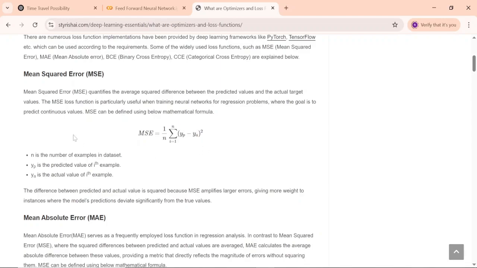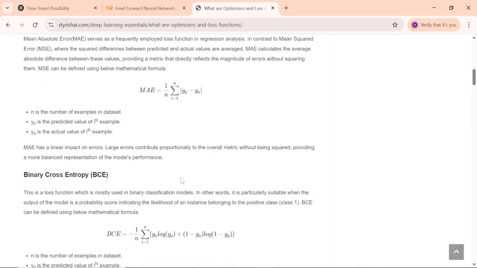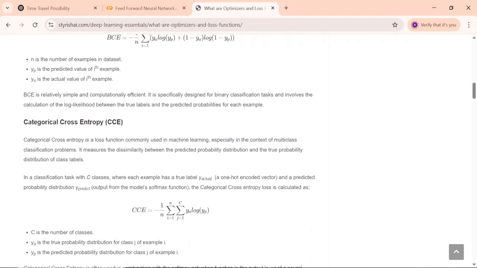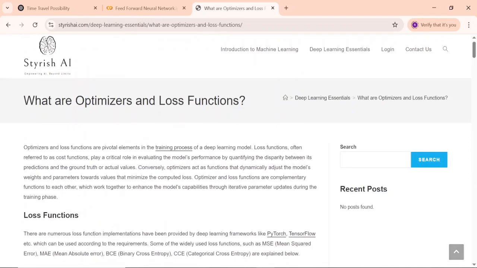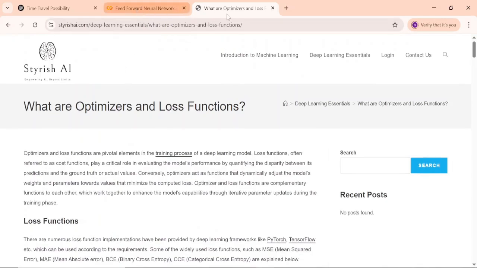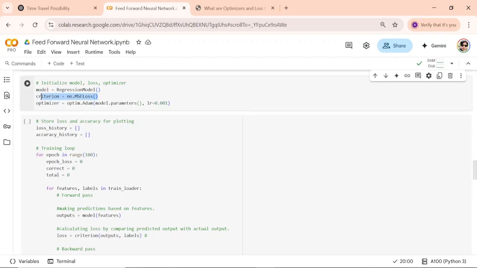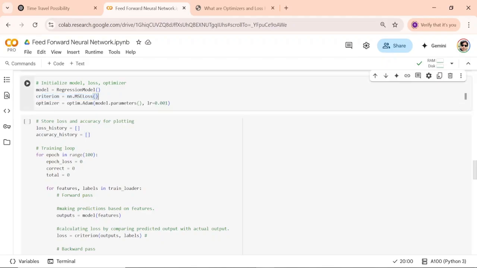Here, the number of examples in the dataset. Similarly, mean absolute error, where instead of squaring, we just calculate the absolute value and the average of it. Binary cross entropy is another method of calculating the error. Categorical cross entropy, CCE. There are various loss calculation methods available in neural networks, so you just need to use them based on your necessity. Since this is a regression model, I have used the most suitable error method, that is mean squared error loss here.